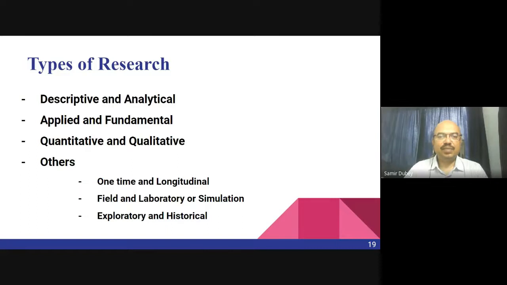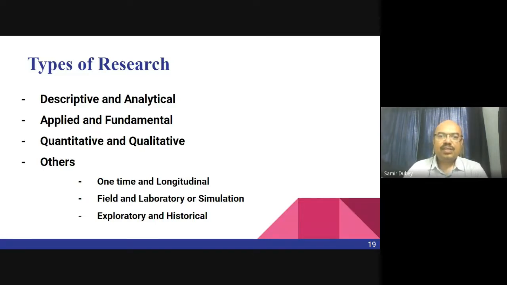Then there are different types of research. The types of research include descriptive and analytical research, applied and fundamental research, quantitative and qualitative research, and there are some other types as well. Let us just discuss them in brief. Descriptive research includes surveys and fact-finding inquiries of different kinds. The main purpose of descriptive research is the description of the state of affairs as it exists. So descriptive research only describes whatever has happened in the phenomena.